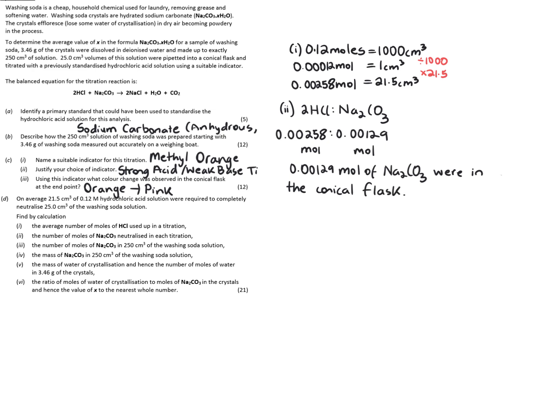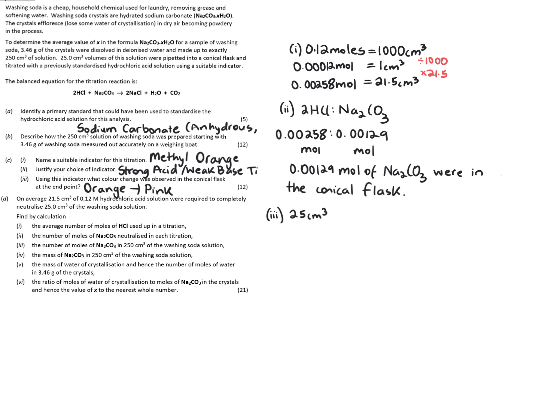The next question says, the number of moles of Na2CO3 in 250 centimetres cubed of the washing soda solution. It said in this one that 21.5 centimetres cubed of the 0.12 molar hydrochloric acid solution were required to completely neutralise 25 centimetres cubed of the washing soda solution. Therefore, there was 25 centimetres cubed of the washing soda placed into the conical flask. We know of that 25 centimetres cubed that 0.00129 moles of it were sodium carbonate.